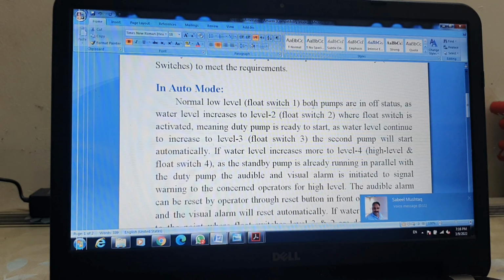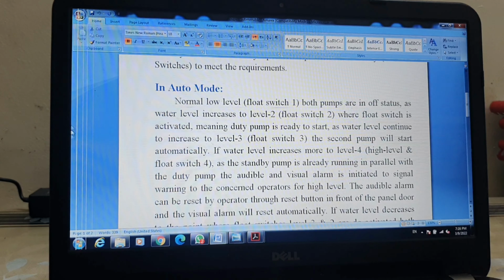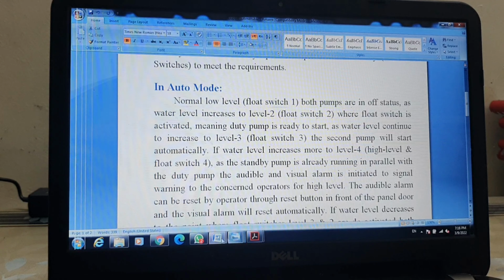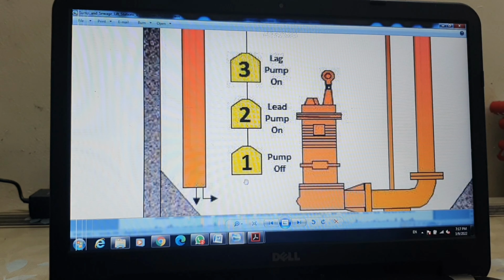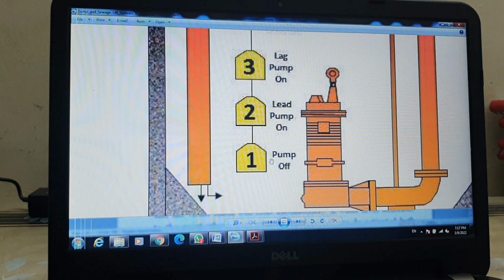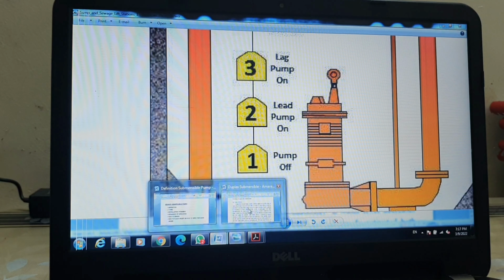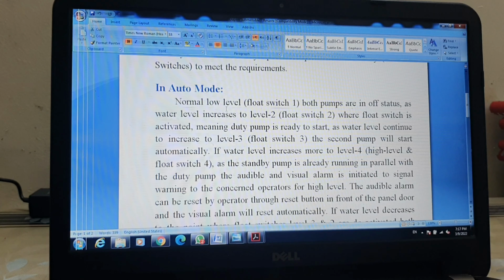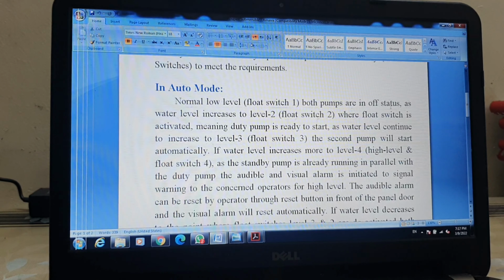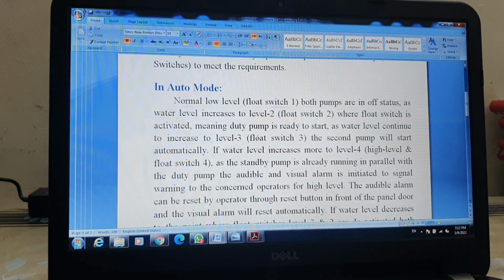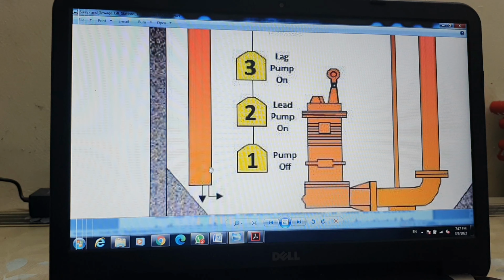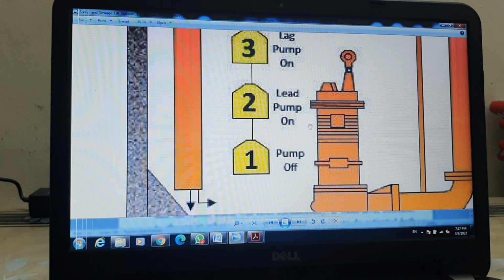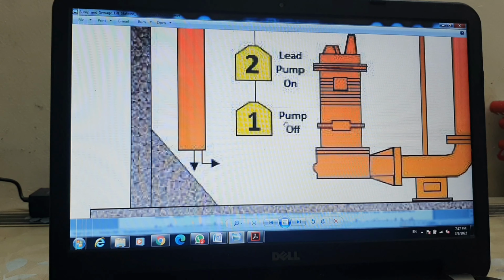Normal low level float switch: both pumps are shut off as water is low. This is the first float switch. What is this for? This is pump off, as you can see written in the picture. So what this sequence of operation is saying is: normal low level float switch 1, both pumps are in off status. When the water level is at this very low point, this float switch will not allow the pump to start. This is for safety protection of the pump.